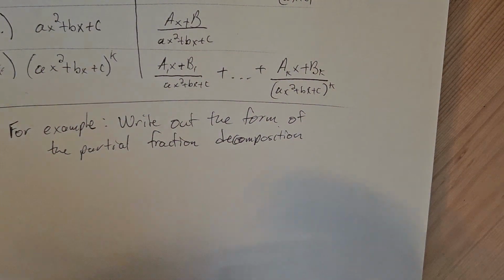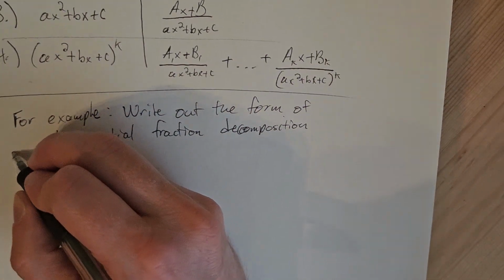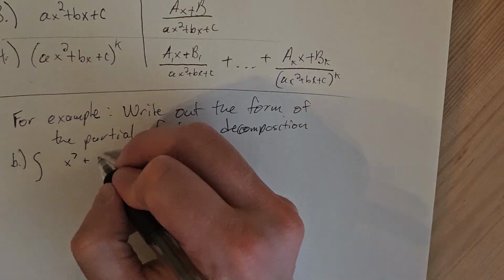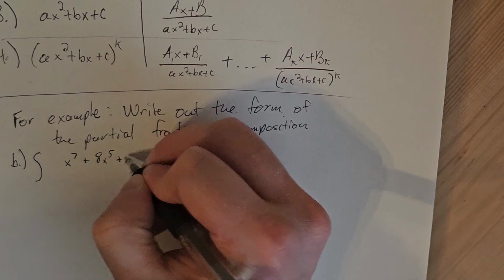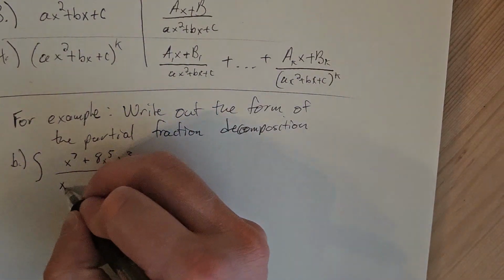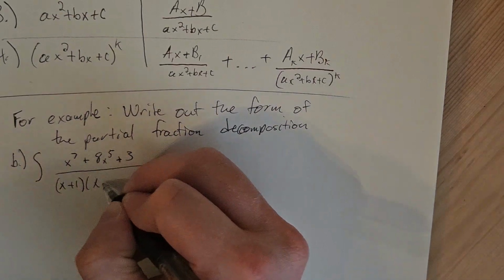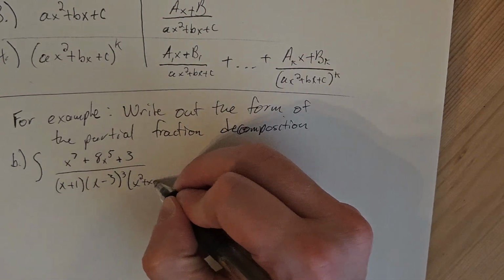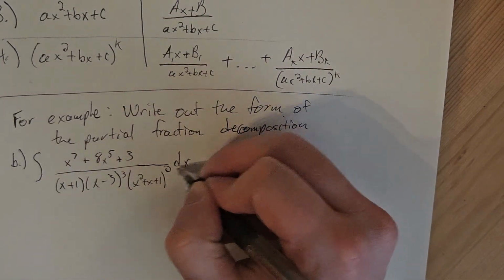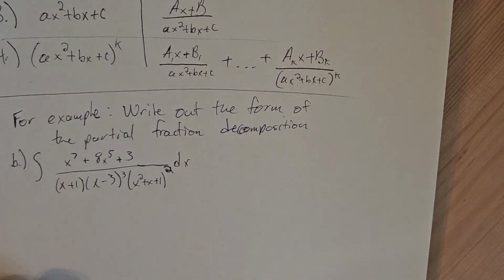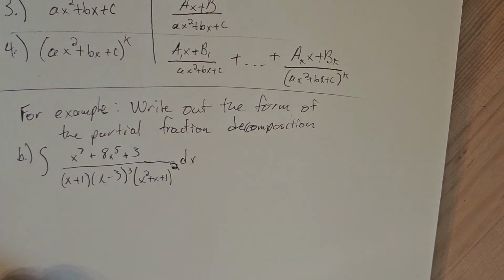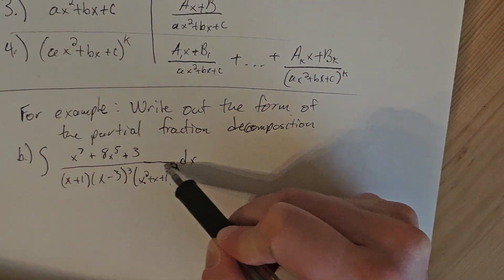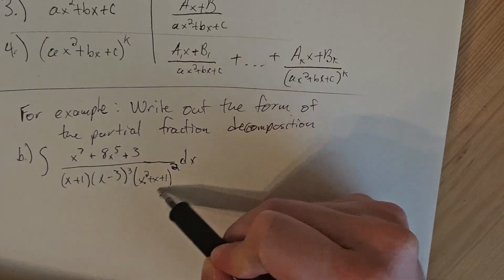So let's suppose we were trying to solve the integral of x to the 7th plus 8x to the 5th plus 3, all over x plus 1 times x minus 3 cubed, all times x squared plus x plus 1 squared, dx. And this denominator is already in factored form here. And what is its degree? Well, we have an x squared, and then squared, so this factor right here is an x to the 4th.